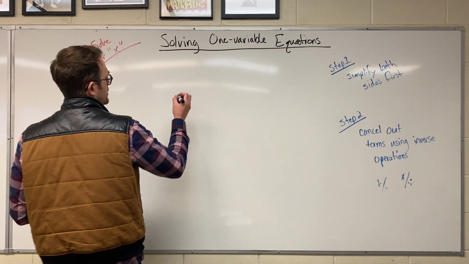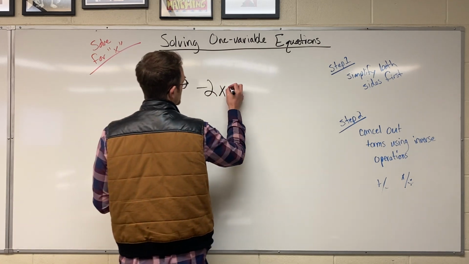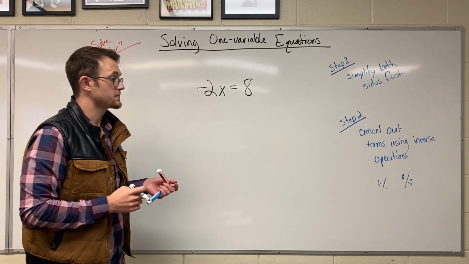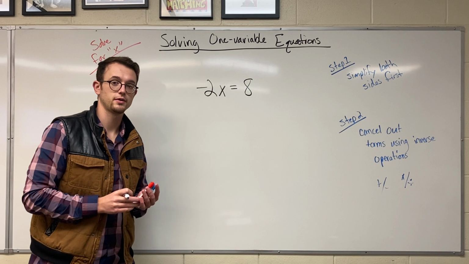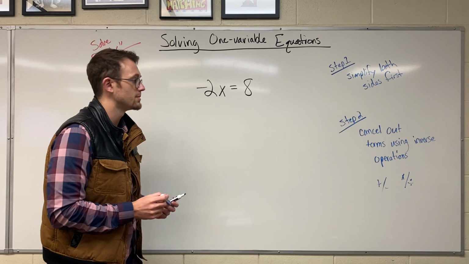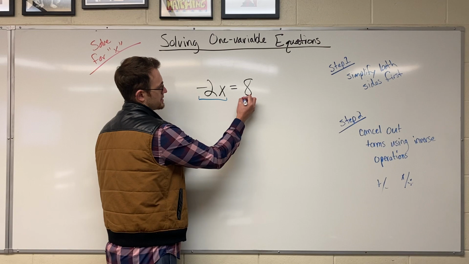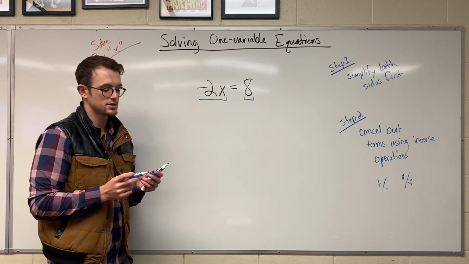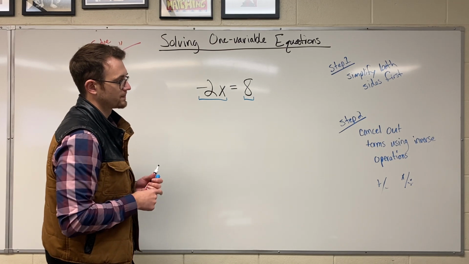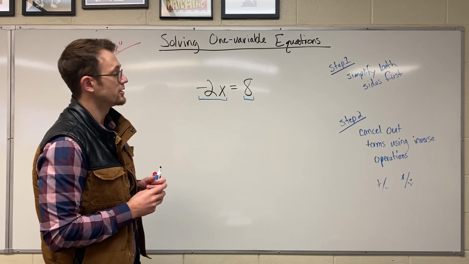So let's do negative 2x equals 8. Looks pretty simplified to me. Looks like both sides are simplified to me. That's one term, all right? In my video, I explained terms are separated by addition and subtraction. So this is one term, that is one term. Both sides are simplified. So now I go to the next step, cancel out what you need to cancel out using inverse operations.